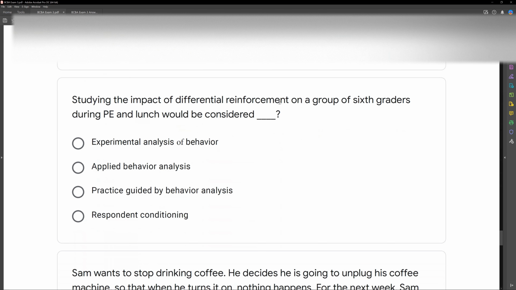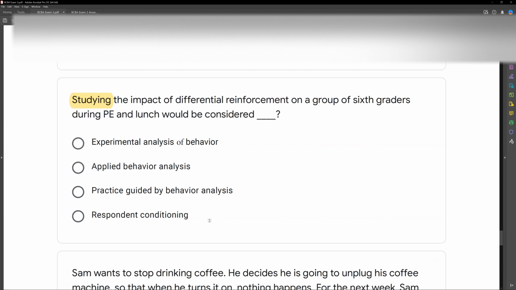Studying the impact of differential reinforcement on a group of 6th graders during PE and lunch would be considered what? We need to know the different types of behaviorism that we're involved in. So experimental analysis of behavior, applied behavior analysis, practice guided by behavior analysis. You have to know the difference, okay? If we're studying the impact of differential reinforcement on these 6th graders during PE and lunch, not going to be respondent conditioning, okay? We're studying, right? We're not actually implementing. So it's not practice guided by behavior analysis. Practice guided by behavior analysis is the actual implementation of our research.